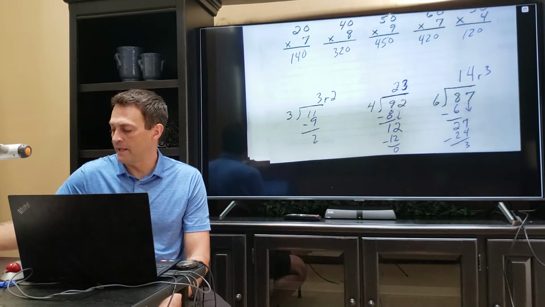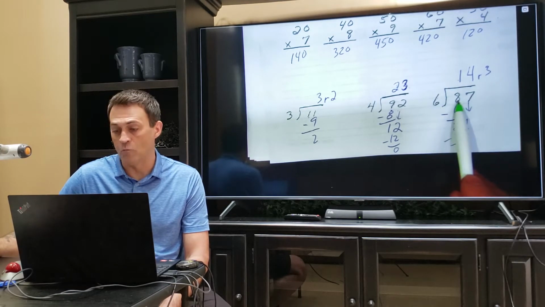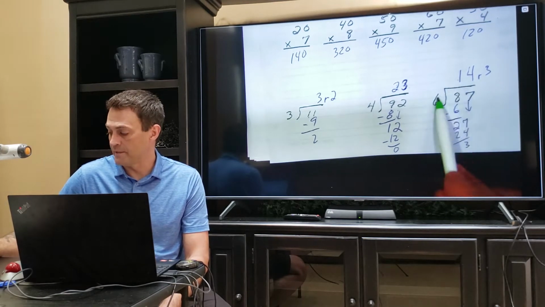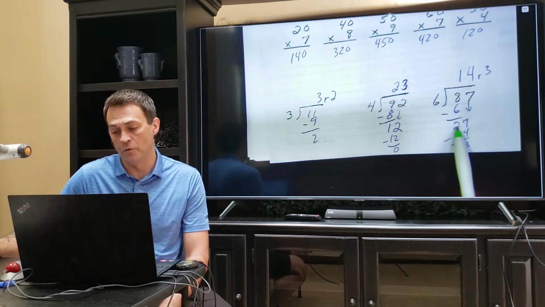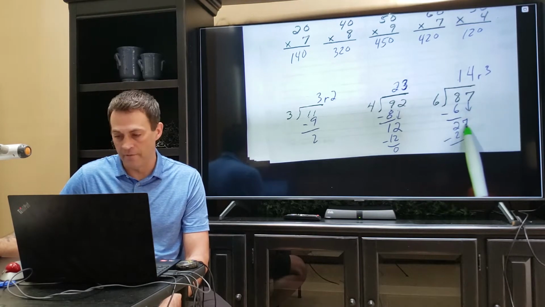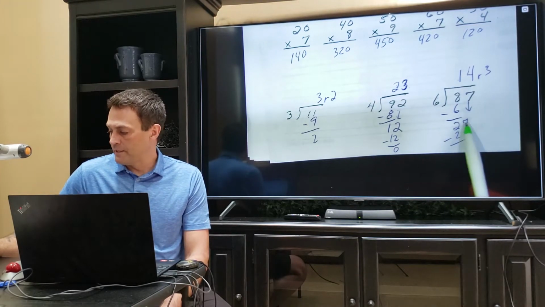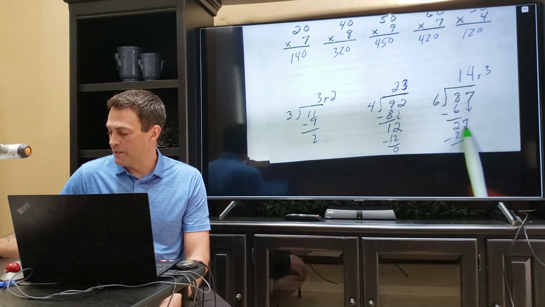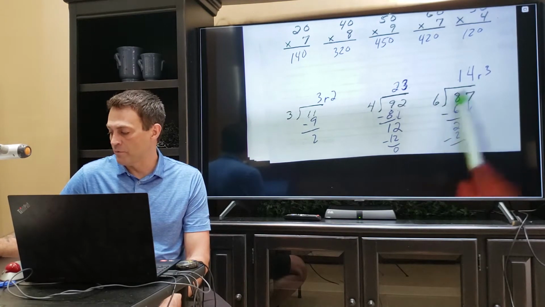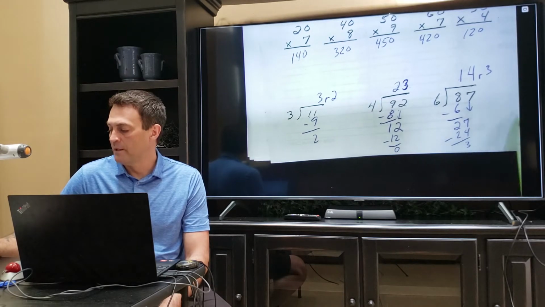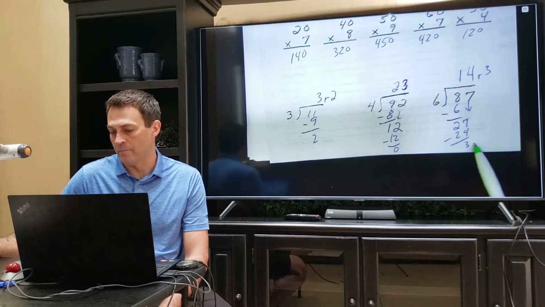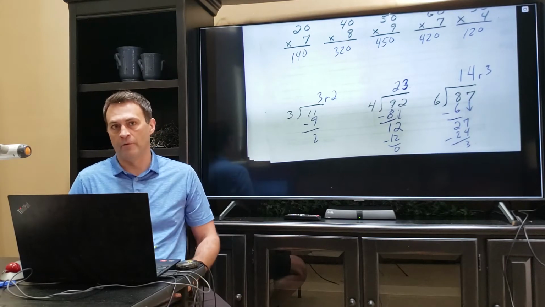87 divided by 6. Well, 6 can fit into 8 one time. 1 times 6 is 6. 8 minus 6 is 2. Bring down that 7. 27. So 6 can go into 27 4 times. So 4 times 6 is 24. 27 minus 24 is 3. 6 can't fit into 3. There's nothing to bring down to make it bigger. So that's our remainder. 14 is the remainder of 3.